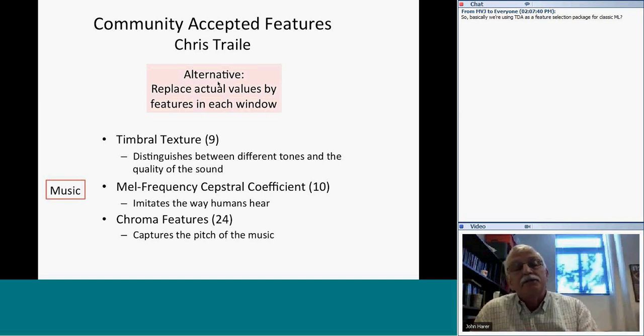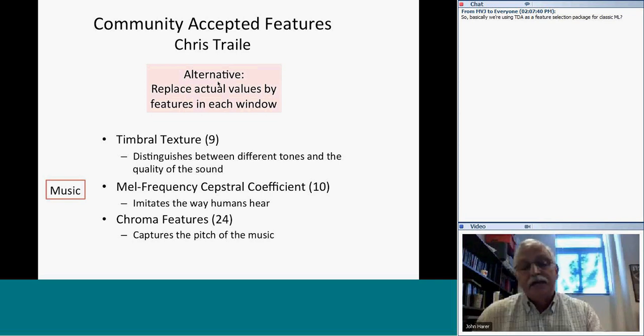What this means, of course, is you can take features that are well known to whatever community is used to working with that data, which is why we call them community accepted features. For example, he studies music and he computes these sets of features that you see here. These are examples of things that people who study music always use.